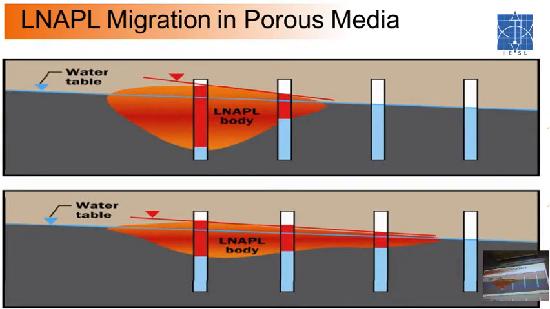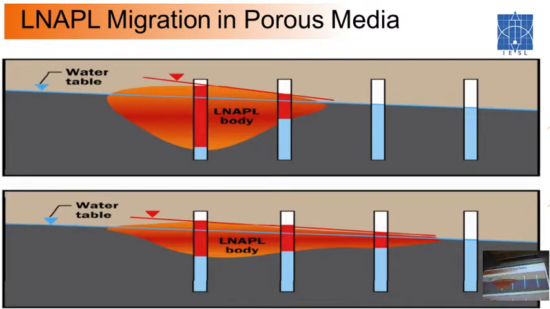So let's look very briefly at LNAPL migration in porous media. There are three things that control LNAPL migration in porous media. It is the subsurface geology and hydrogeology, the amount of LNAPL released, and the last one is the physical and chemical properties of LNAPL.